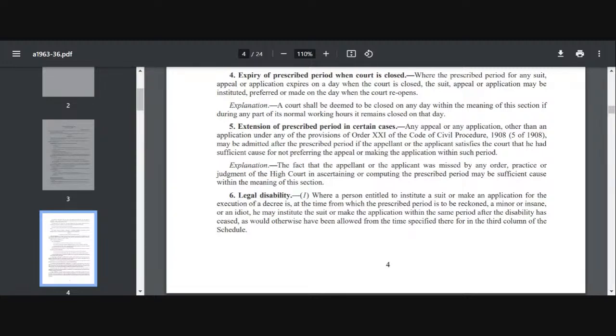Come to section 6, students. Now section 6 is again important. It talks about legal disability. What is section 6? It talks about legal disability. That means you are disabled legally. You are not qualified yet to file a suit or to file a written statement, right?